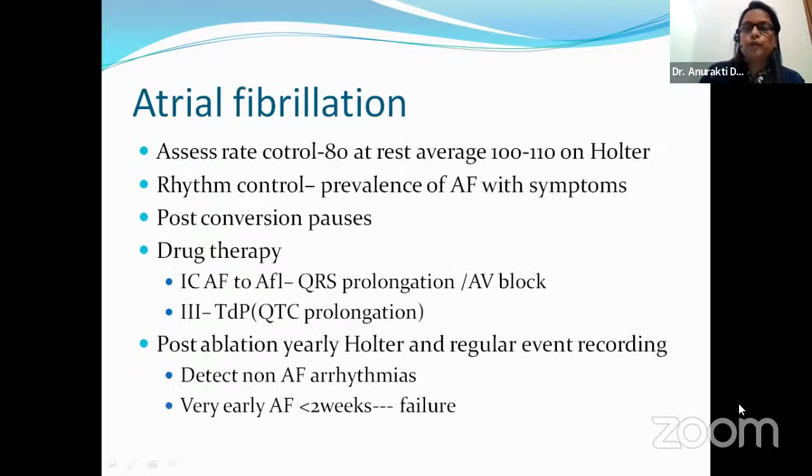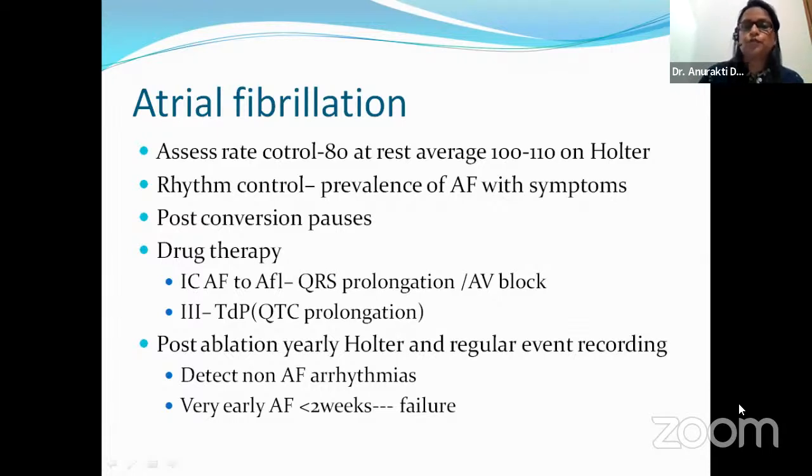So what we are looking for when you're doing Holter monitoring for atrial fibrillation patients, we have to see whether there is a rate control. At least 80 at rest and 100 to 110 on Holter is a good enough rate which you could achieve. Whether there is rhythm control, means is there a prevalence of atrial fibrillation with symptoms? That's important.